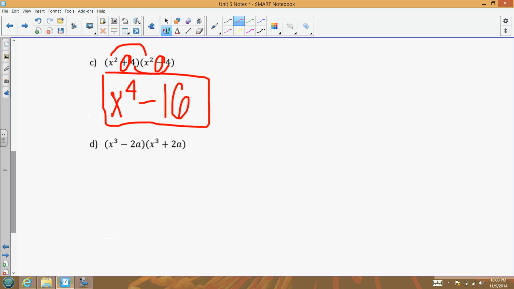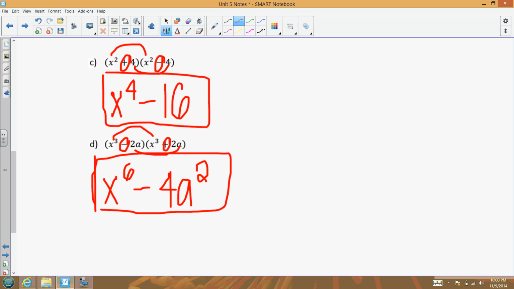And lastly here, same format, positive versus minus. So we have x to the 6th because we keep the base and add the exponents. And then the last terms, minus 4a squared. So again, it's just recognizing patterns to make things a little bit easier for you. If you don't recognize the patterns though, you can always stick with FOILing, distributing, or doing the box method.